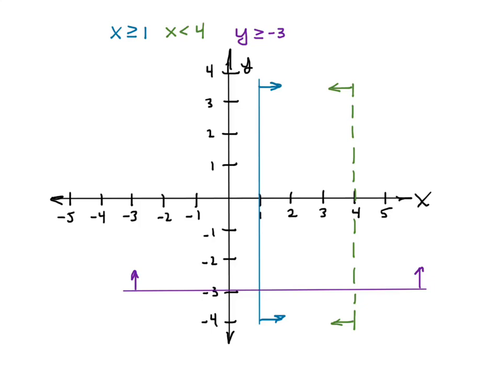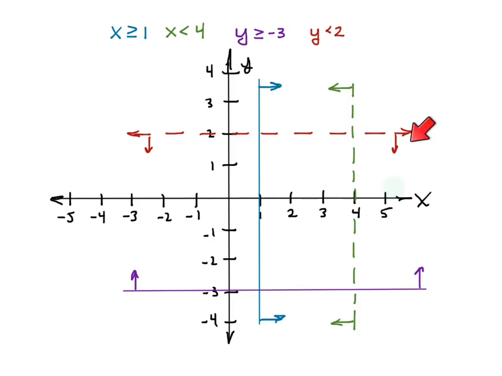Make a couple with y. So if y is greater than or equal to -3, I draw my line at -3 here. And then I notice that in order for y to be greater than -3, that would be everything above that line. And then I'll take another similar line. Y is less than 2, and notice that I have my arrows pointing down.